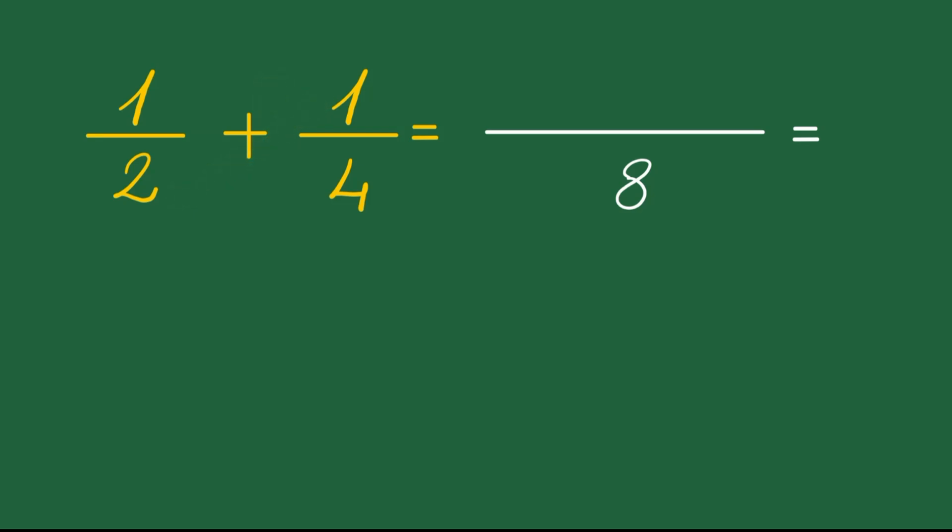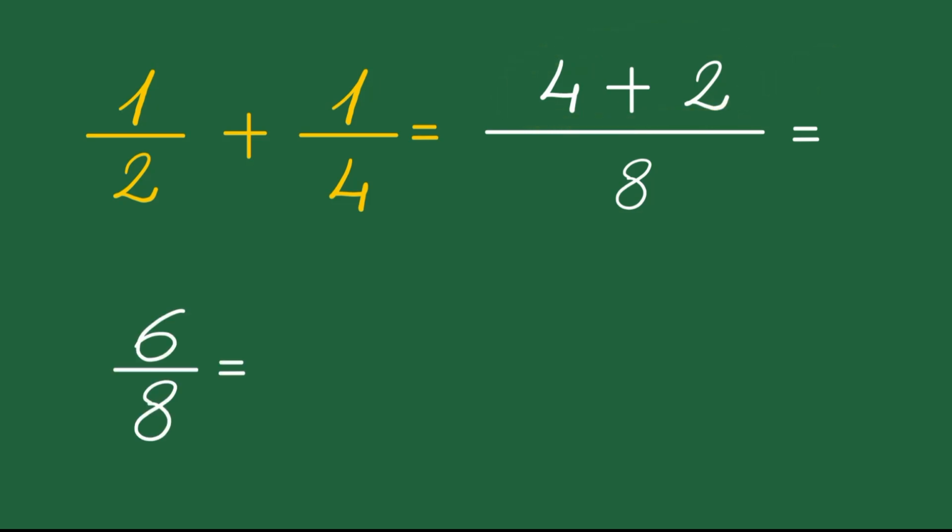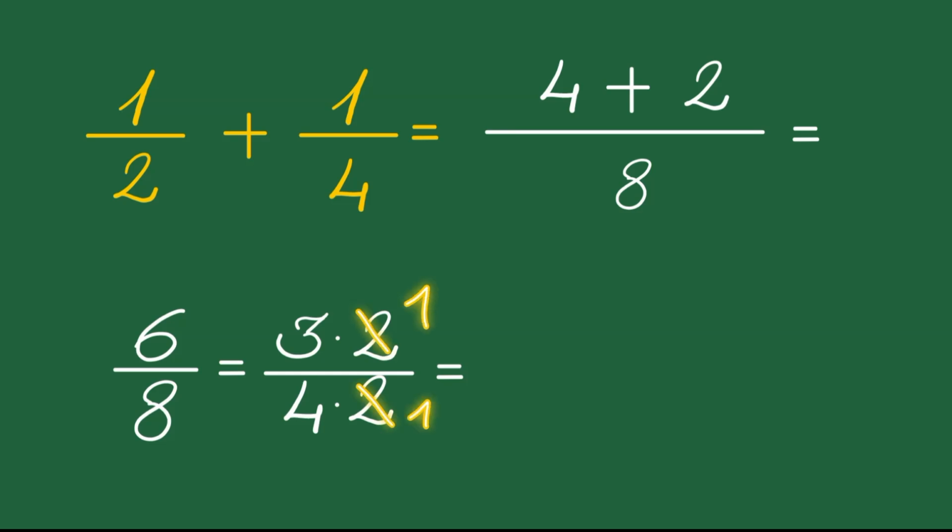and vice versa. 4 multiplied by 1 equals 4. 2 multiplied by 1 equals 2. Since we have to add the two fractions, we need to add 4 and 2. 6 can be written as 3 multiplied by 2 and 8 can be written as 4 multiplied by 2. We divide the numerator and denominator by 2, thus obtaining 3 over 4.